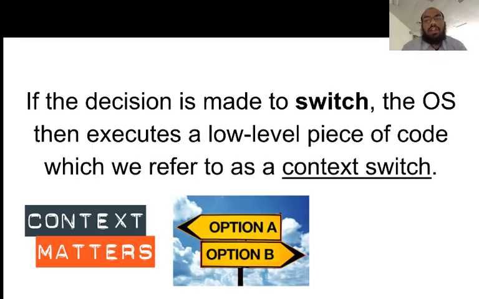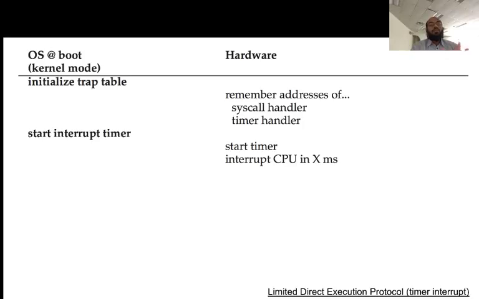If the decision is made to switch, the operating system then executes a low-level piece of code called context switching. What context switching does is save the registers of the running process and make sure that its current state is saved, so that when it's its turn to run once more, it will start from where it stopped. It will just pick up from where it stopped.